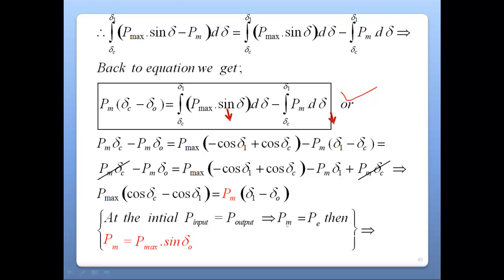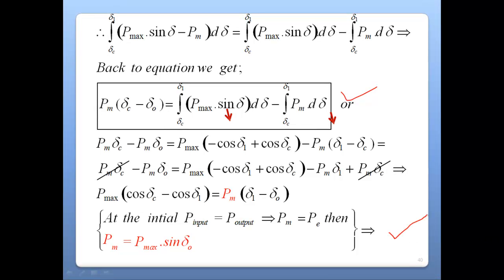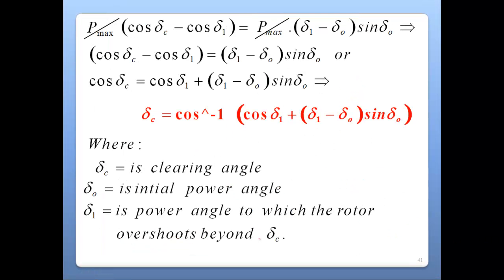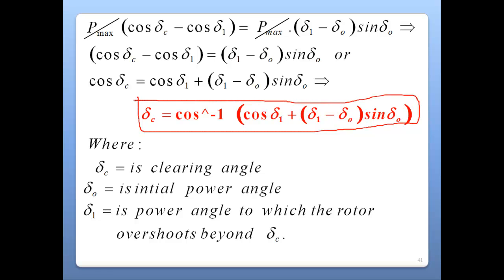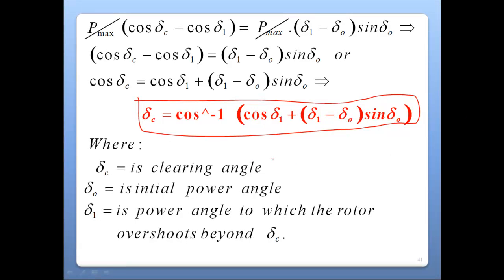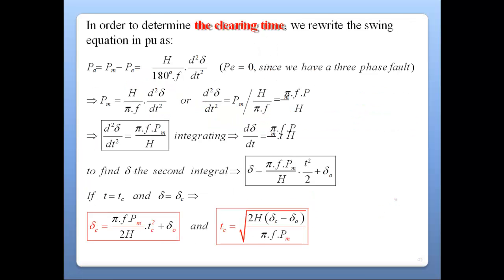Again simplifying and removing all the trigonometrical parameters, putting the assumption that Pm equals Pmax at the time when P is eliminated, then what do we get? We get the critical clearing angle is cos inverse of cos delta 1 plus (delta 1 minus delta naught) sine of delta naught, where delta C is the critical clearing angle, delta naught is the initial power angle during a stable condition, and delta 1 is the power angle during the unstable or the overshoot condition, right?